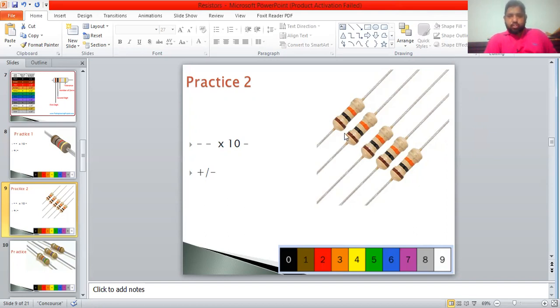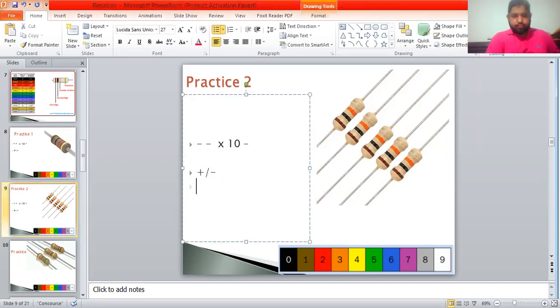So we can decode this one. Brown stands for 1, black stands for 0, so 10, and orange stands for 3. So that will be 10 into 10 exponent 3, that will be 10 kilo ohms, 10,000 ohms. Plus minus golden, gold means 5%. So 5% will be how much? 500. 10,000 plus minus 500.